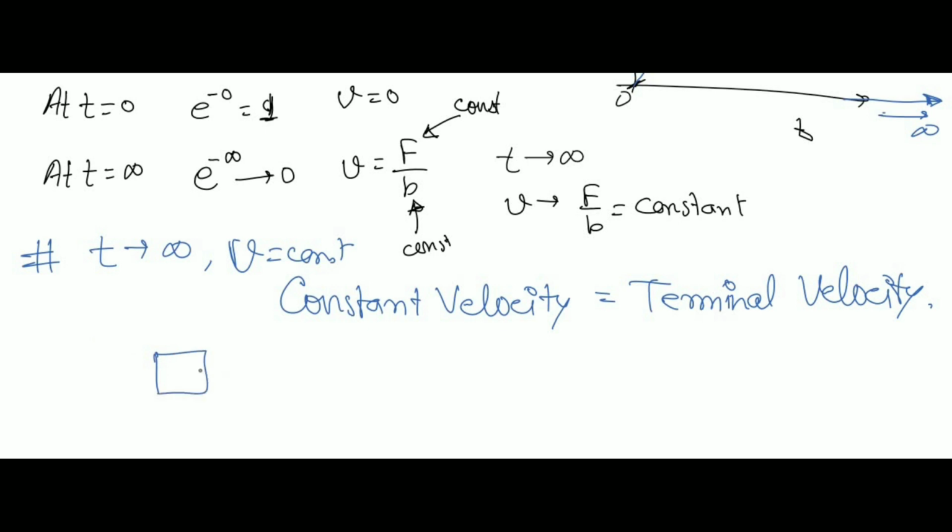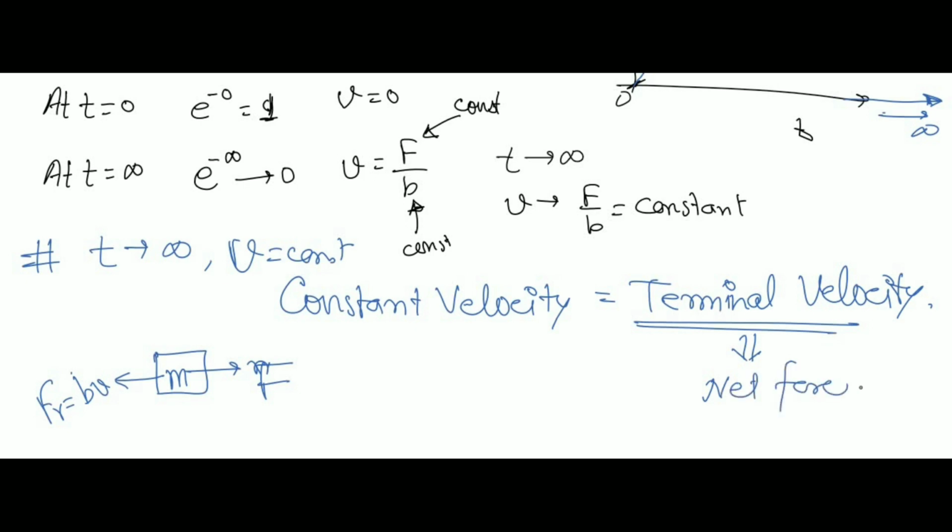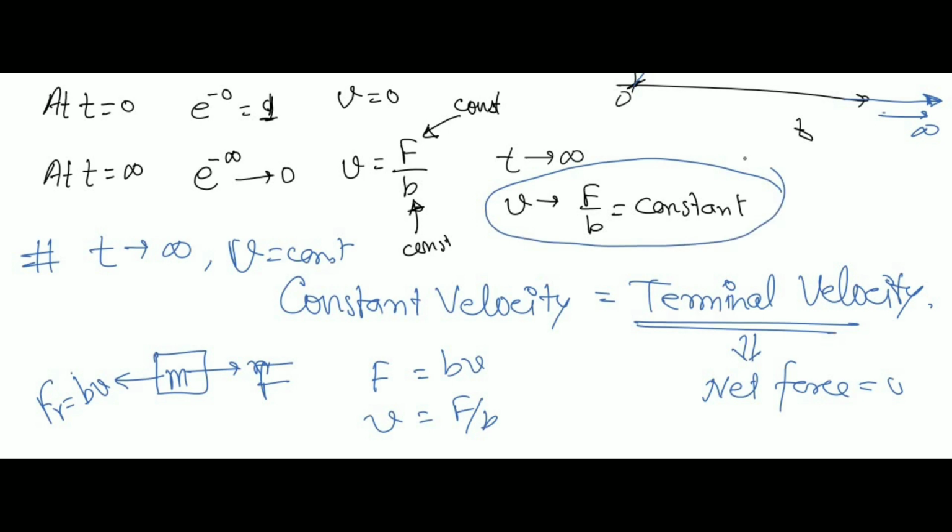In a free body diagram, you have seen that there is a mass m, a force F applied on it, and a drag force Fr that is b times v. I am defining the terminal velocity as the velocity where the net force is zero. So if the net force is zero, then F must be equal to bv, then v is equal to F by b, which is what we got here. So the terminal velocity is F by b. It happens at infinite time. So if the terminal velocity is asked, you can directly solve it by putting the net force equal to zero, because terminal velocity is defined where the net force is zero.